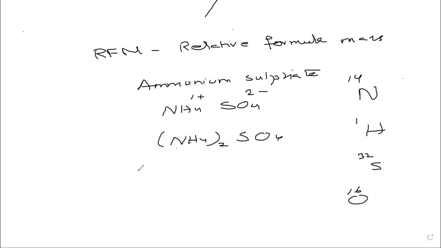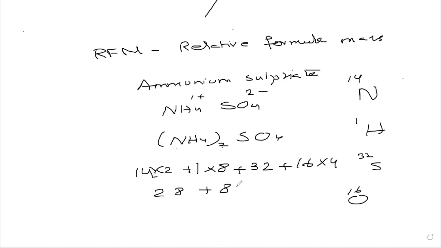How will we write it now? Nitrogen 14, outside the bracket 2, so multiplied by 2. Plus hydrogen 1 multiplied by inside the bracket 4, outside the bracket 2, so 4 2s are 8. Plus sulfur 32. There is only one sulfur. Oxygen 16, how many oxygen? 4. So 28 plus 8 plus 32 plus 16 times 4 is 64. Add all of them together. You will get the RFM. This was the story of RFM.